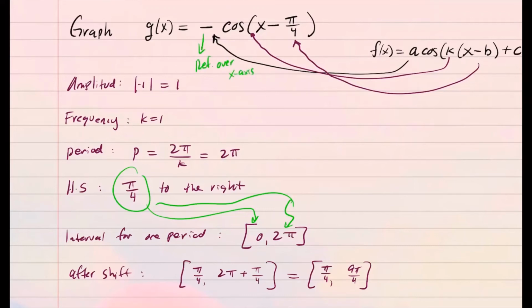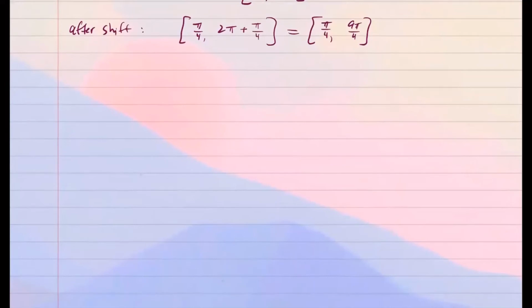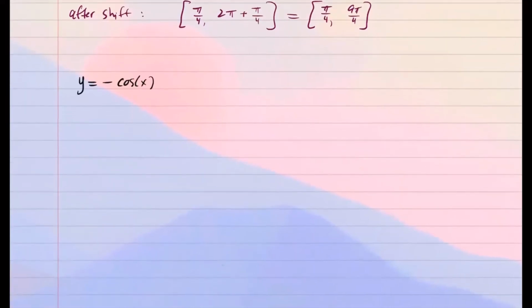Now let's go ahead and put all of these together in a graph. So let's go ahead and draw the cosine graph. First we're going to draw this one, negative cosine of x, and then we'll shift. So here's how negative cosine of x would look like.